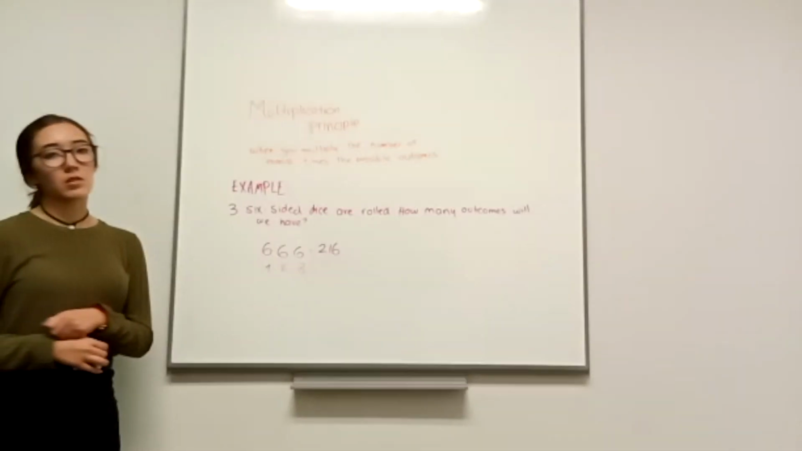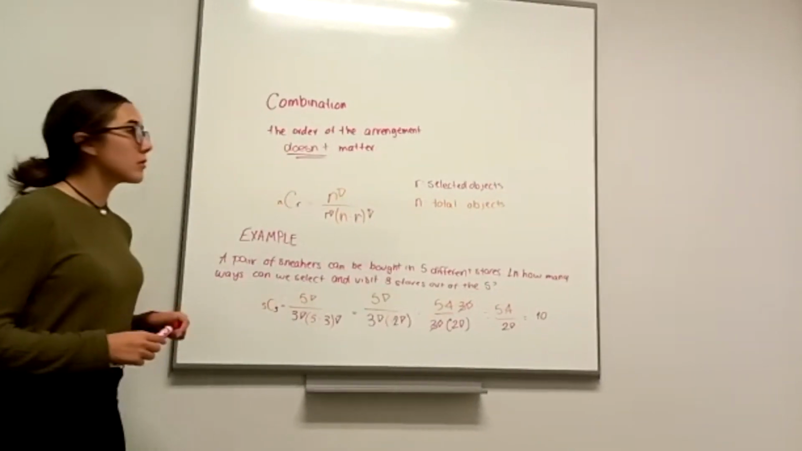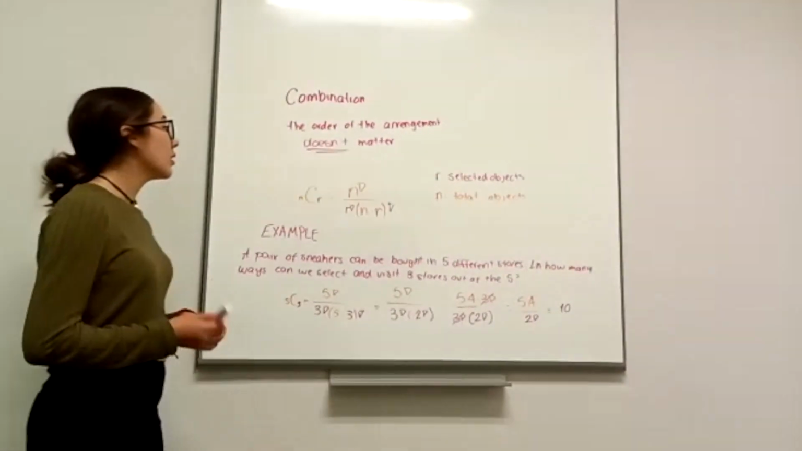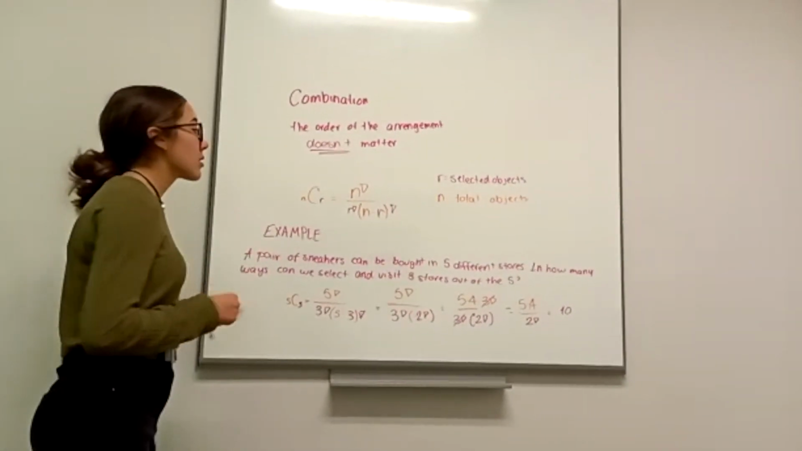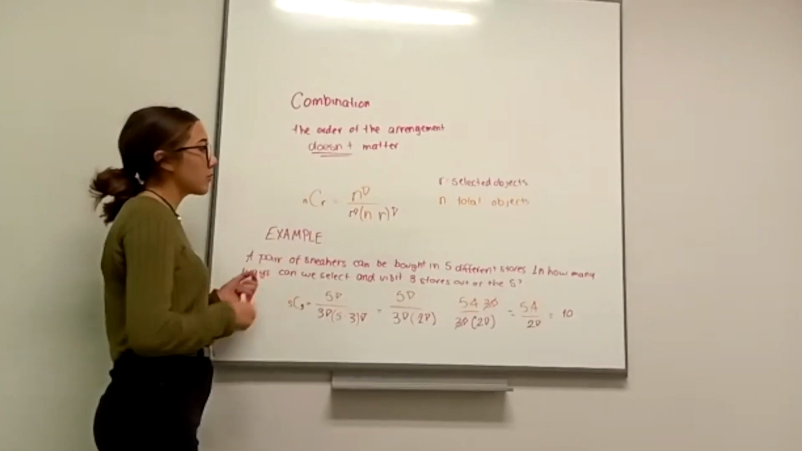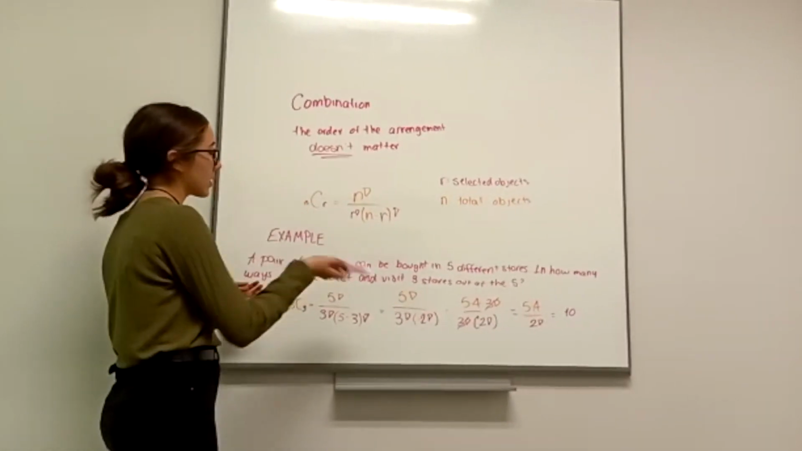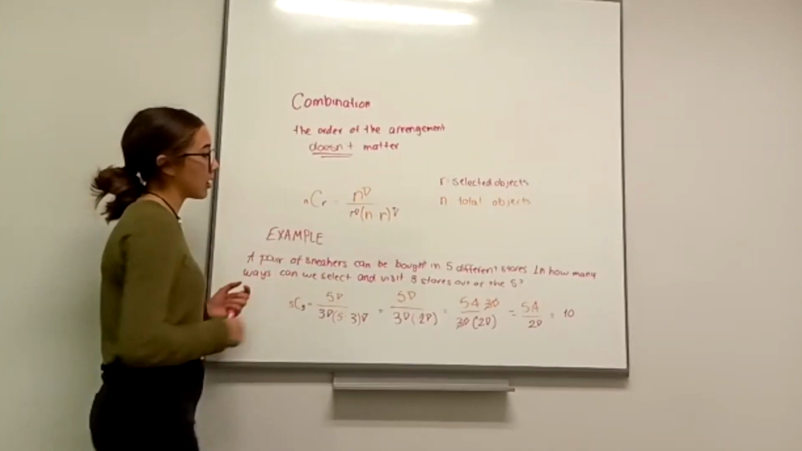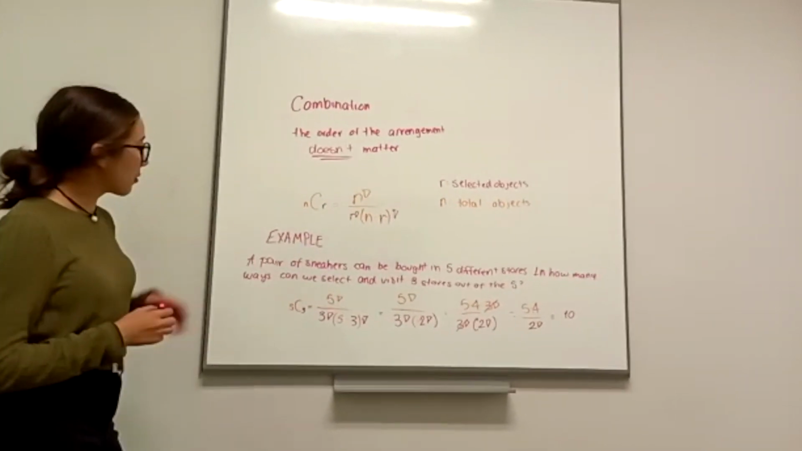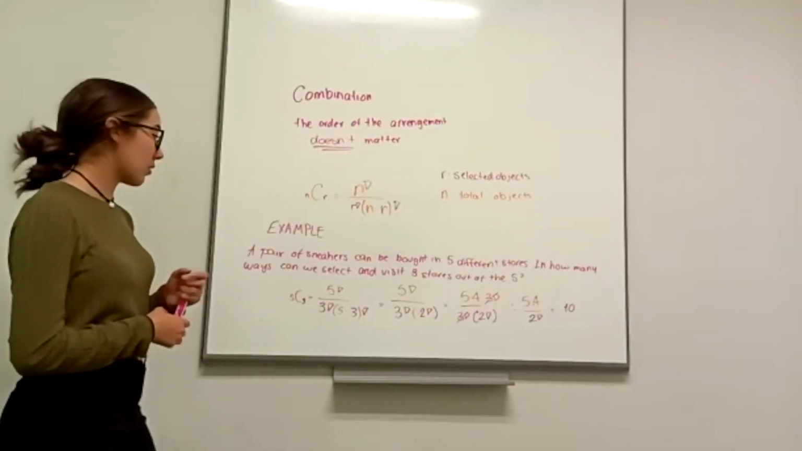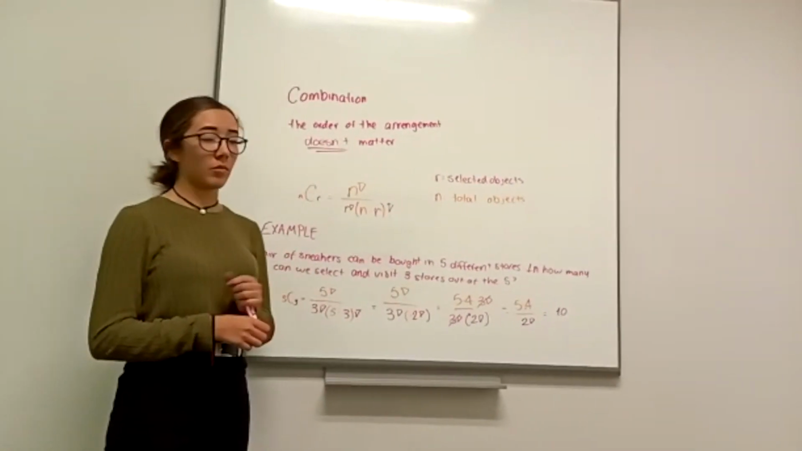That's the multiplication principle. Combination is almost like permutation, but here the order doesn't matter. This is a formula, we can see it's very similar to permutation, but now we are going to add selected objects to the multiplication. So an example would be, a pair of sneakers can be bought in 5 different stores. In how many ways can we select and visit 3 stores out of the 5?